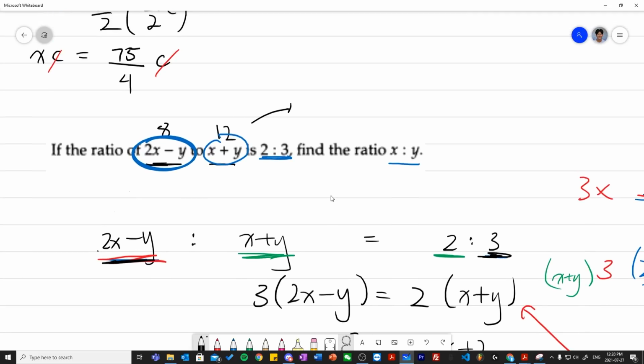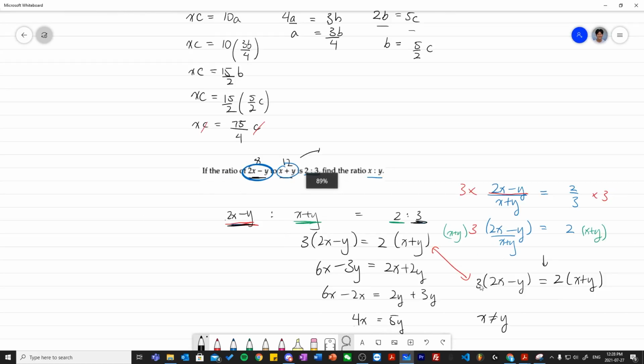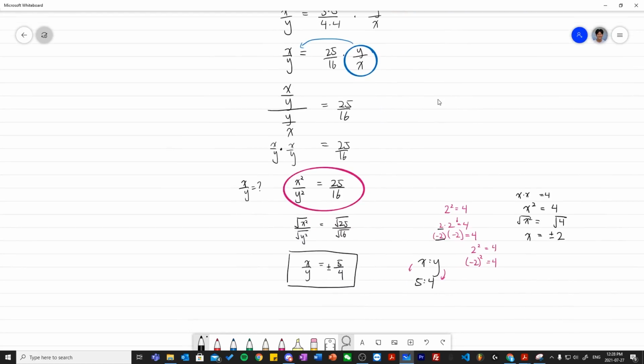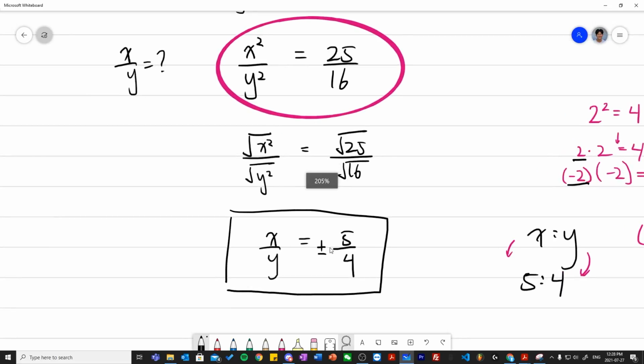2x minus y. Let's pretend that, well, this is also where you have to be careful. I don't want to confuse you too much, but our answer could have been +5 or +4, or it could have been -5 or -4. But here I want to ask you a question: is it possible to have -5 and +4? Is that possible?